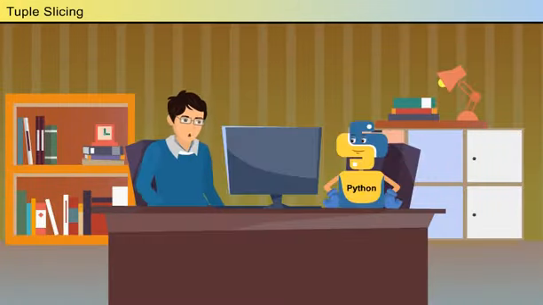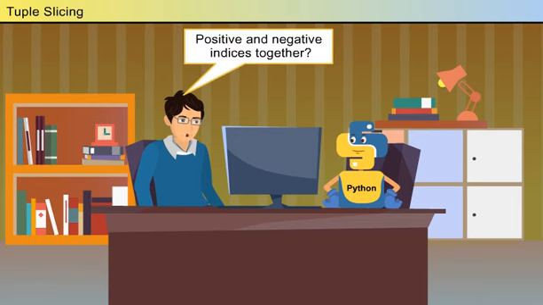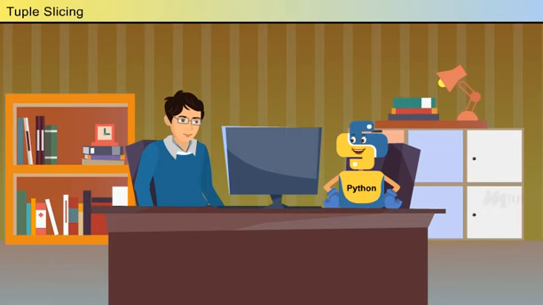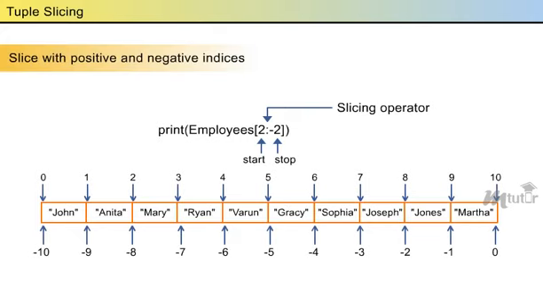Okay, Mr. Python. I have a doubt. Like list, can we use positive and negative indices together? Yes, you can use both indices together. Let me show you an example. Have a look at the code.